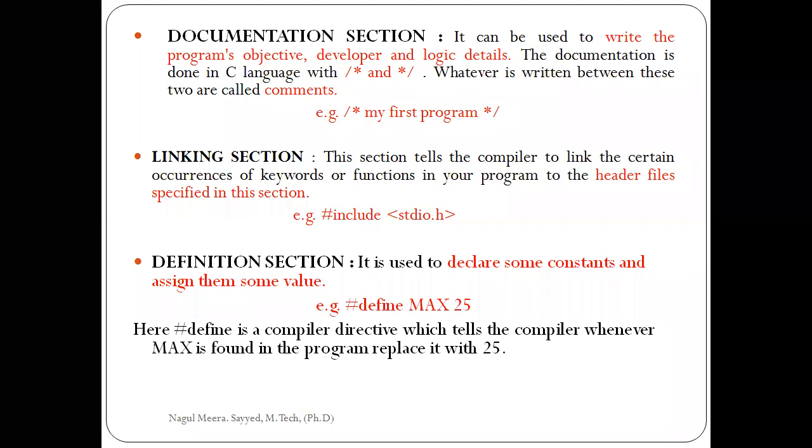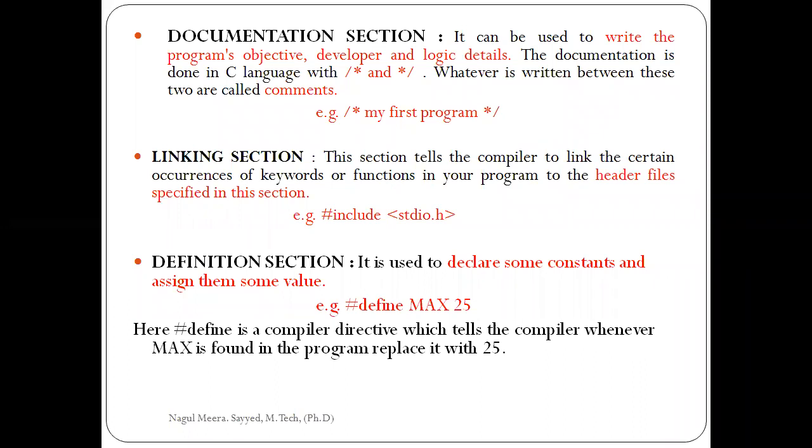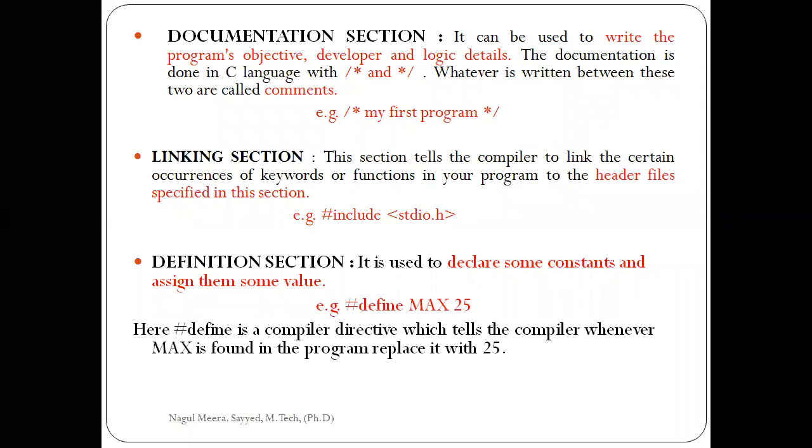Whenever we execute, this particular section is not executed and not displayed in our output. This is only for the user's purpose, for our understanding only. That's why it is optional. We may write it or need not write it. This is the meaning of the documentation section.